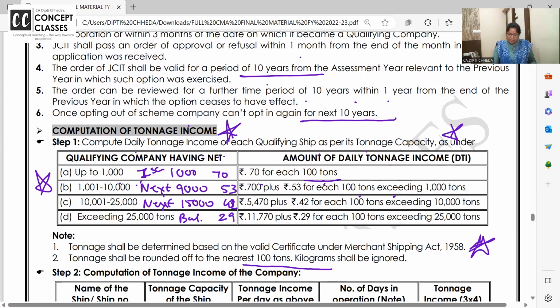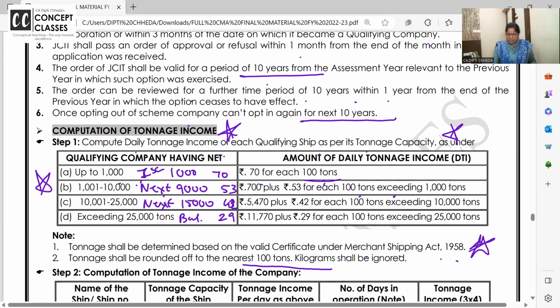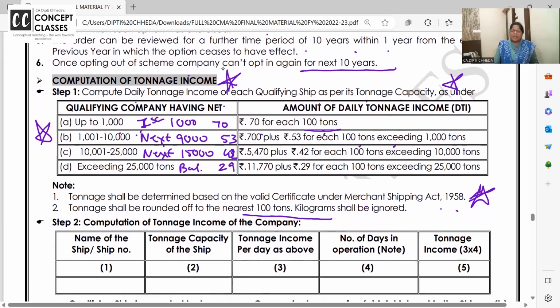Tonnage shall be determined based on a valid certificate under the Merchant Shipping Act. Tonnage shall be rounded off to the nearest 100 tons. Kilogram shall be ignored. You know how to round off to 100 tons, right? If it is 83 tons, take 100. If it is 11 tons, take the lower one. If it is 511, take 500.